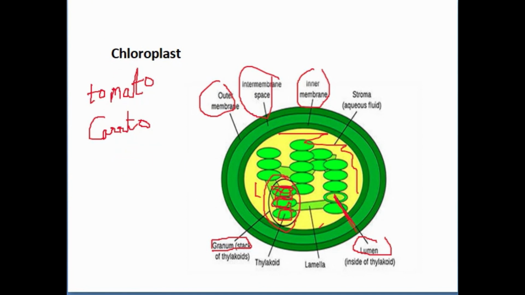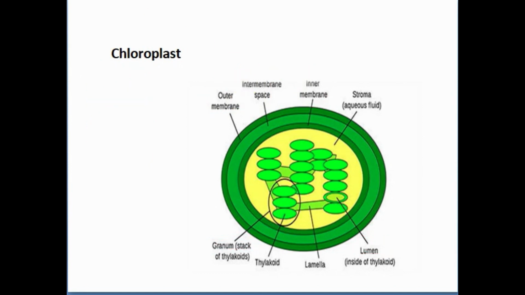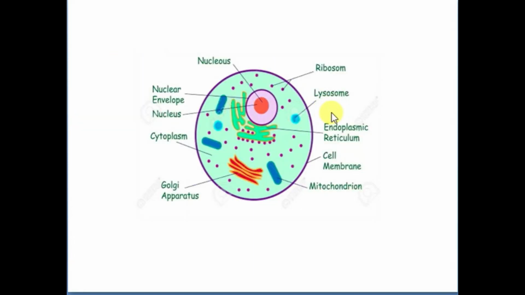Now next we will discuss this slide. We already have discussed Golgi apparatus and mitochondria. Golgi apparatus was discovered by Camillo Golgi. So Camillo Golgi was the scientist who discovered Golgi apparatus, and the function of Golgi apparatus is storage, modification, and packaging of cell products.